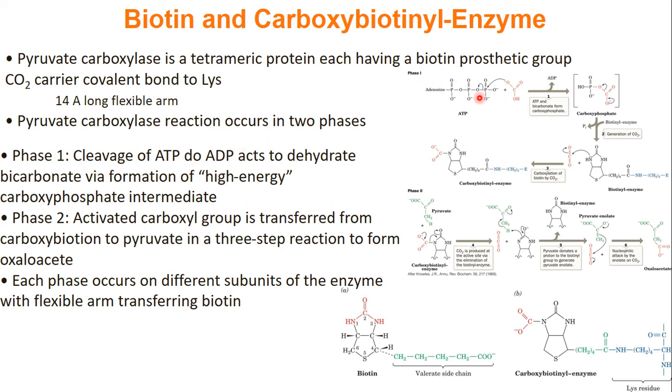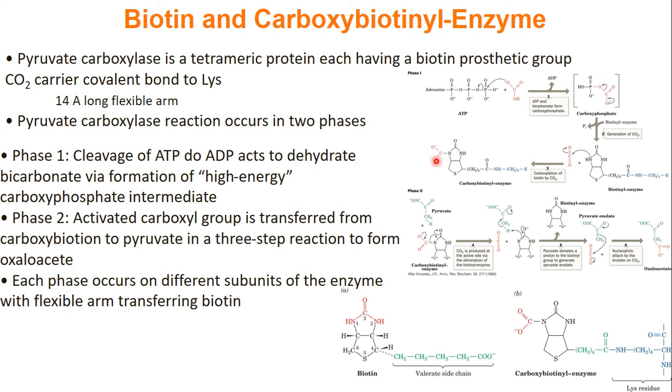Phase 1, you take your ATP and you cleave ATP to make ADP, and ADP goes off. And you attach 1 phosphate to HCO3-. You get carboxyphosphate. This carboxyphosphate is extremely high energy, and so you're going to use the energy of chopping off a phosphate group to attach carbon dioxide to this biotin enzyme. And you'll get carboxybiotinyl enzyme. So you have your CO2 combined to your biotin. Next is the phase 2.